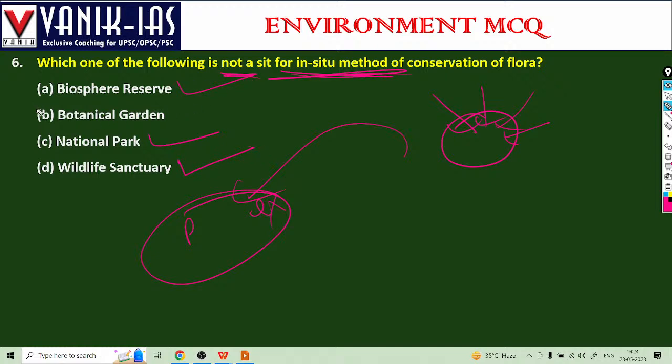But botanical garden is not in situ conservation. Botanical garden means you are bringing different species and protecting or growing those species in the botanical garden. So that is not an in situ conservation method. That is an ex situ conservation method. Okay.